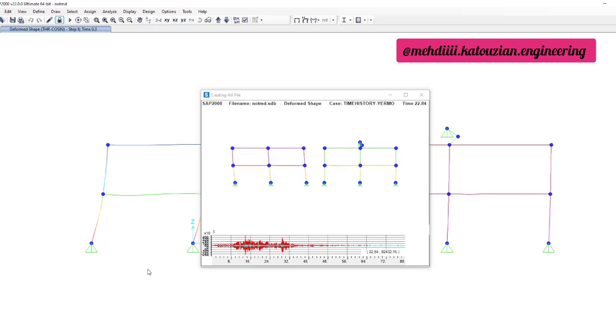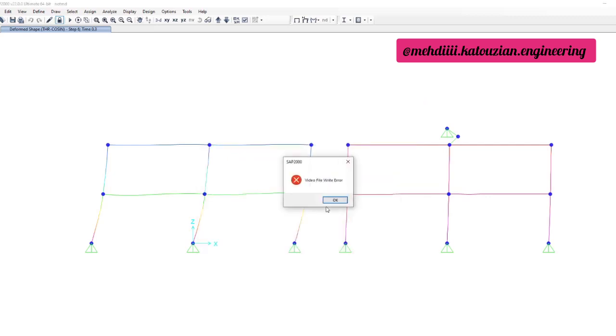You can see the structure without a TMD has more deflection, and for the TMD, just TMD is working. We have to control the TMD deflection because it's very important. So for this recording, it seems the deflection is very high. Yeah, it's almost done. I'm going to stop it.